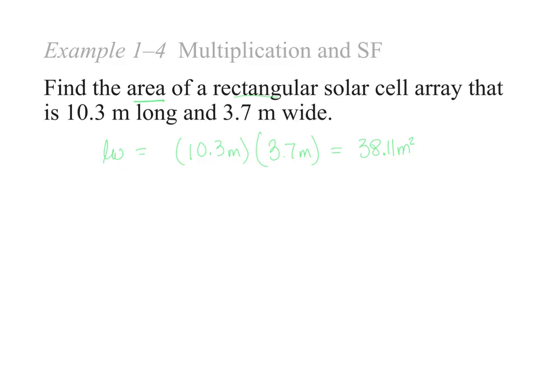Well, let's count our significant digits. This 10.3 had 1, 2, 3 significant digits. This one had 1, 2 significant digits. Remember, with multiplication, you use the least number of significant digits, meaning my answer can only have 2 significant digits. Right now it has 4. So I'm going to count. I can only use these 2 significant digits. I'm going to look to the right. It is a 1, so I leave it. 38 meters squared.